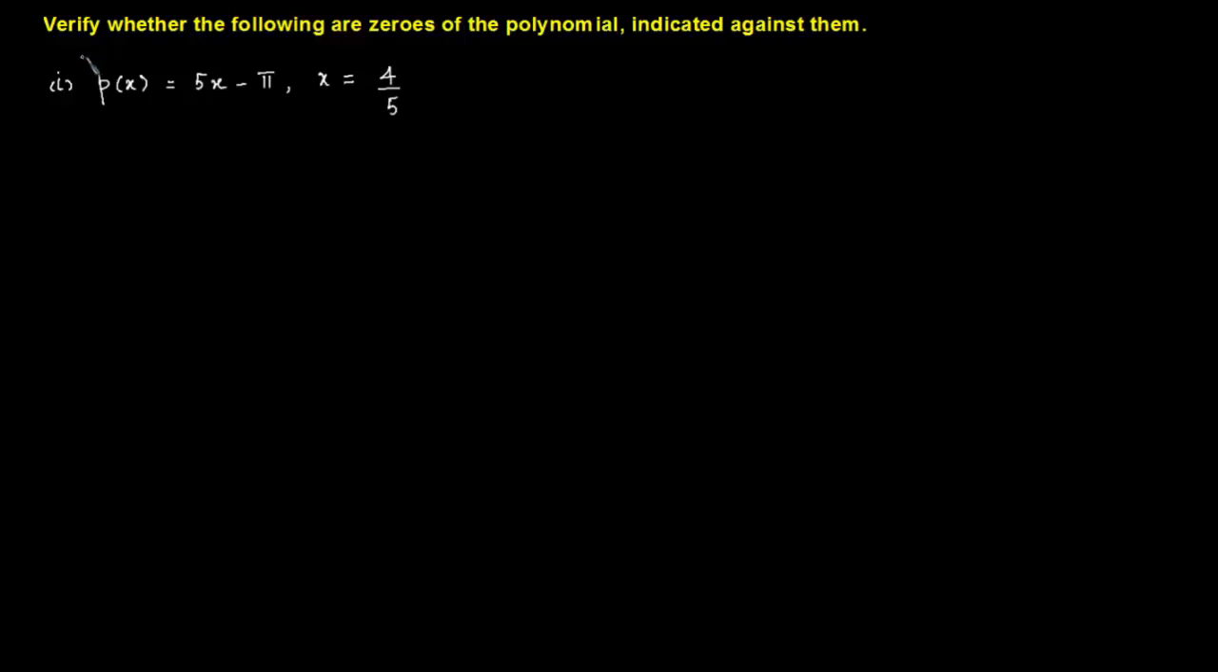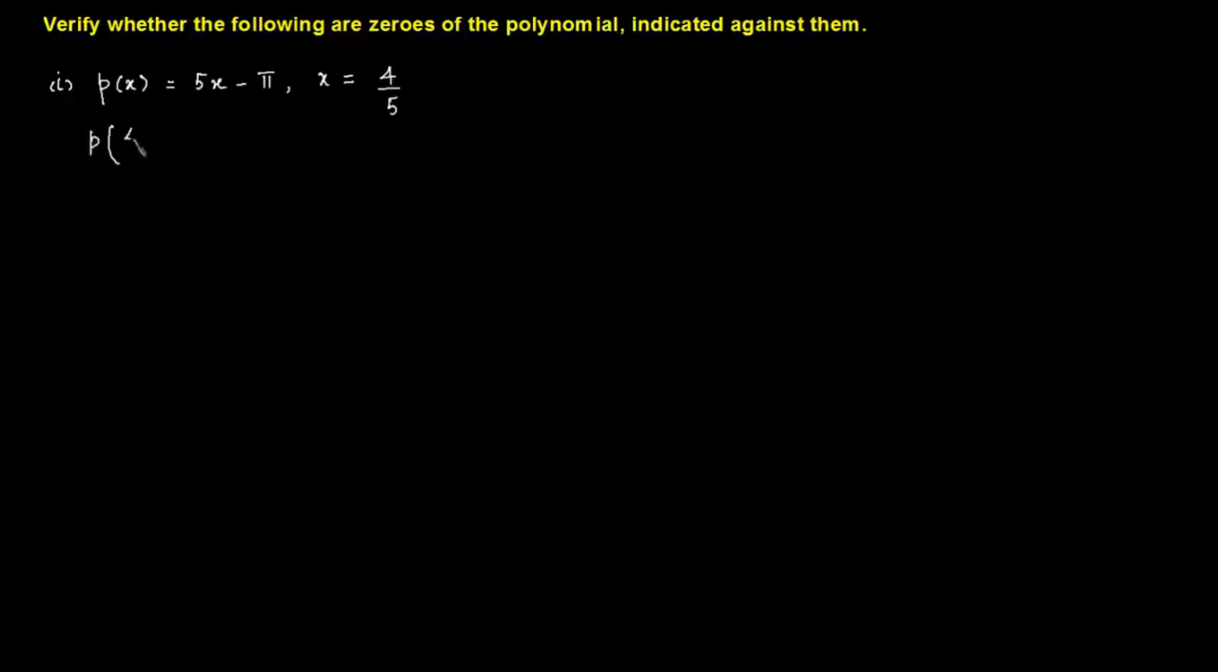So let's do the next problem. Verify whether the following are zeros of the polynomial indicated against them. So we have been given the first polynomial, which is p of x is equal to 5x minus pi. And we are supposed to verify if x is equal to 4 by 5 is a 0 of the polynomial p of x. Let us now find p of 4 by 5 and verify if p of 4 by 5 is 0. Because if at x is equal to 4 by 5, the polynomial p of x is going to be equal to 0, then you will say that x is equal to 4 by 5 is a 0 of the polynomial.